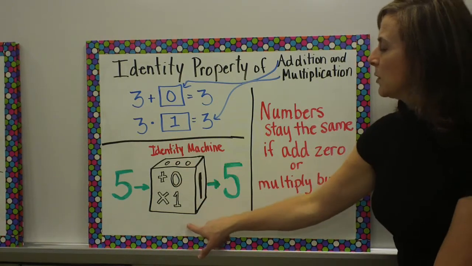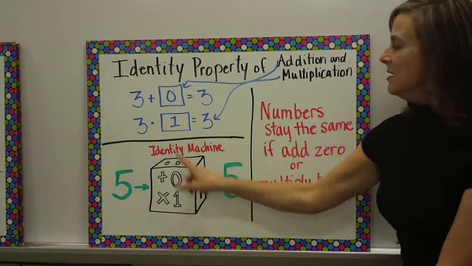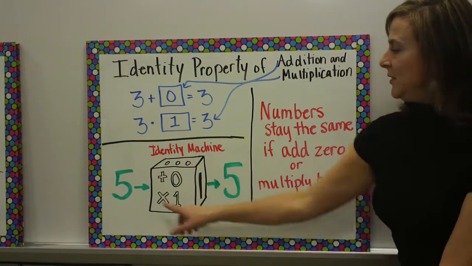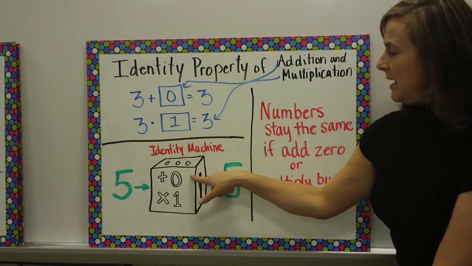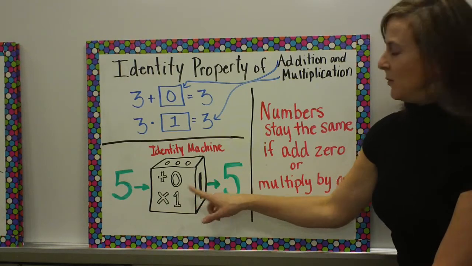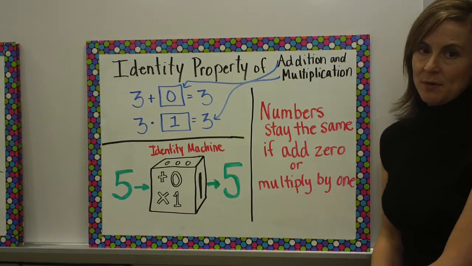Here's a little fun pictorial representation, thanks to Mrs. Lesh. A magical identity machine. When you insert a number and add 0 or multiply by 1, you're going to get that same number.